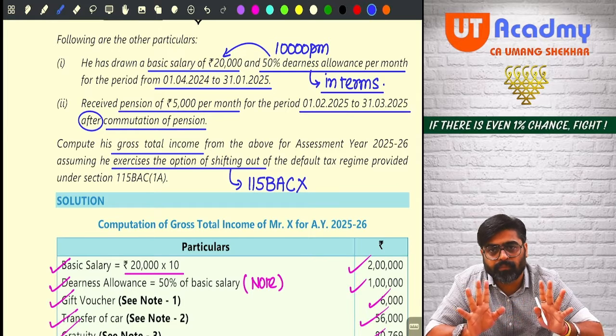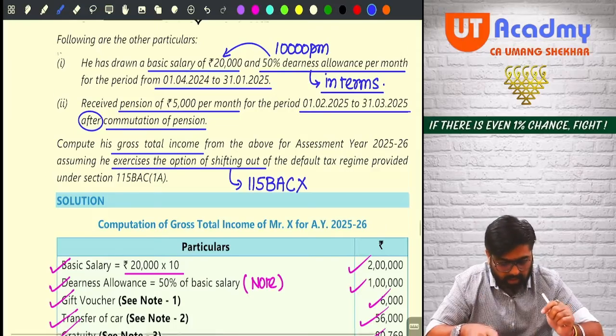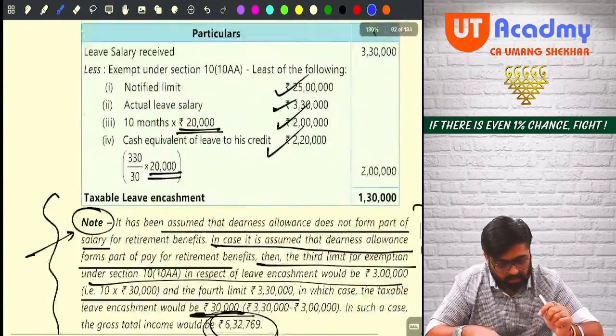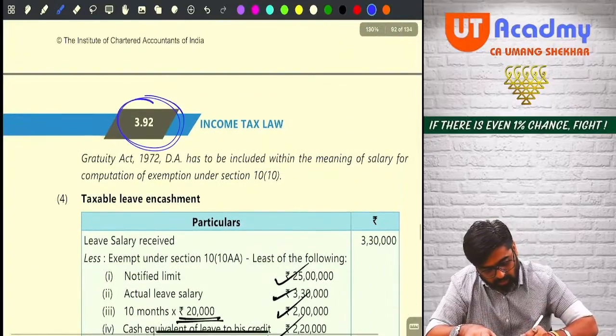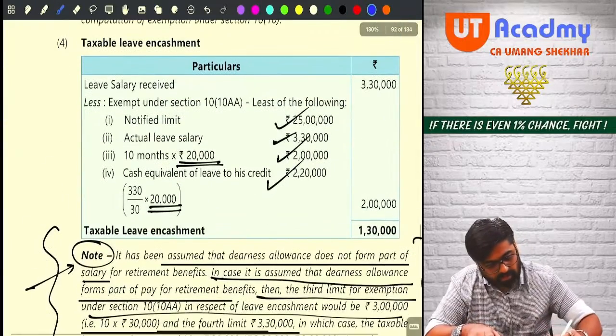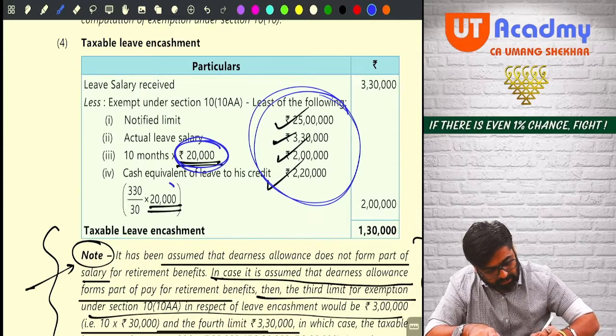Full stop. Done? Sure? Okay. Now see what the institute has done. On your page number 3.92 now, they have made the calculations. They have taken only 20,000. Can you see?